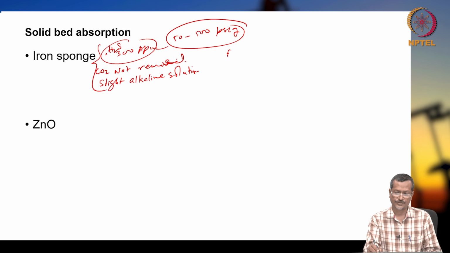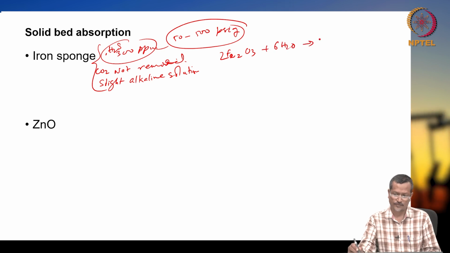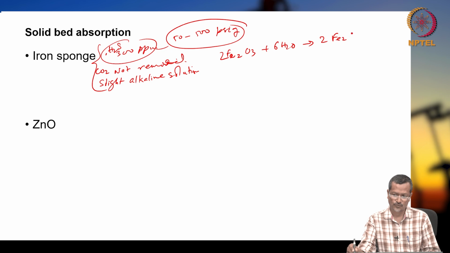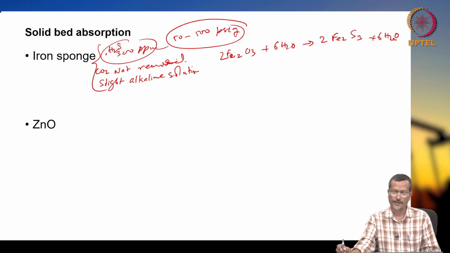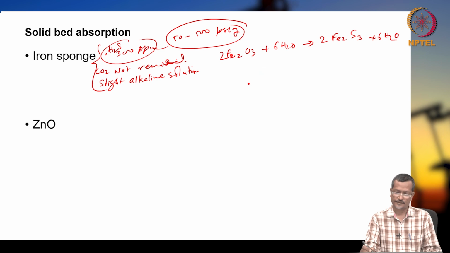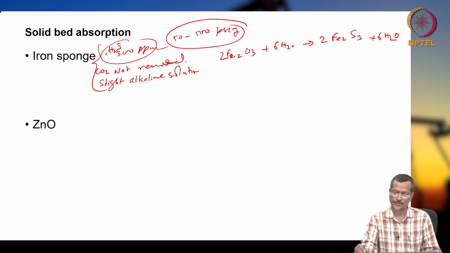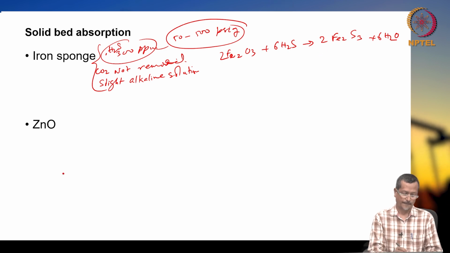So, the equation is Fe2O3 plus 3H2O, since some water is already there, plus 3H2S, equals Fe2S3 plus 6H2O. Hydrogen sulfide you take, it becomes water actually.